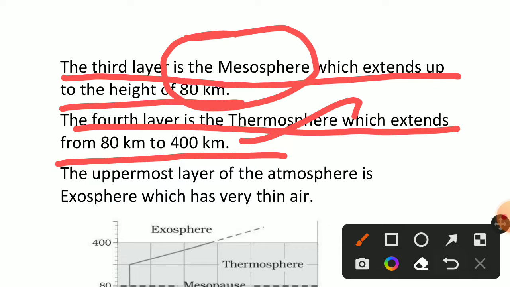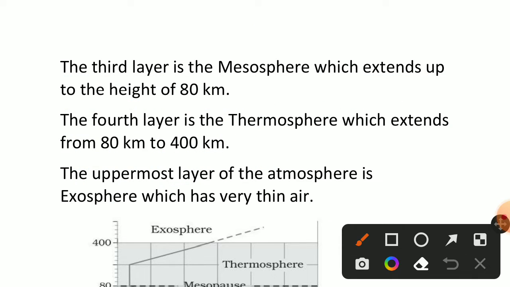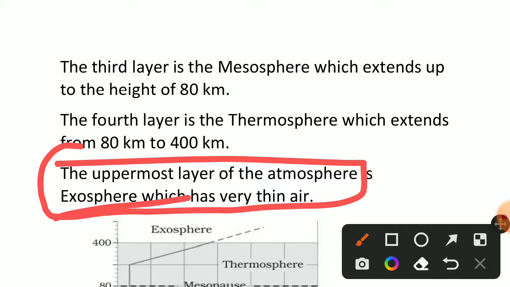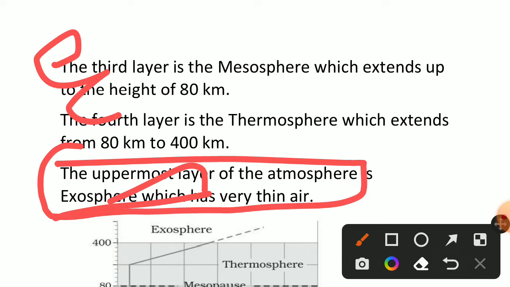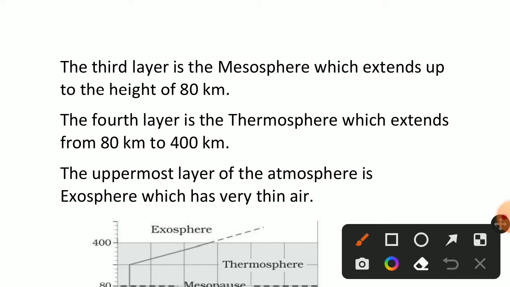Okay, now we saw the fourth layer. We'll see the last layer. The uppermost layer of the atmosphere is the exosphere. This is very thin, very small. Yes, the exosphere is the thinnest layer of the atmosphere, also the very uppermost layer.